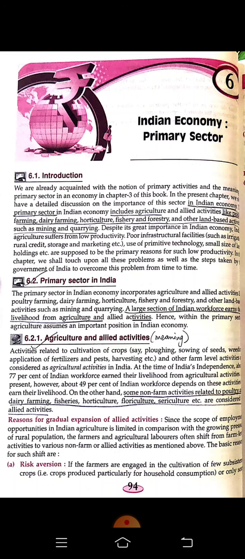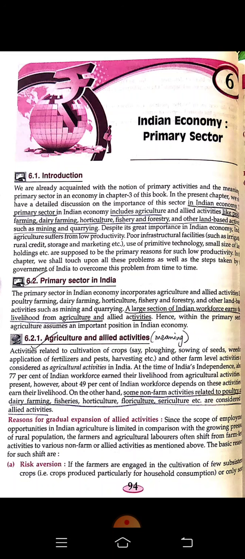Let's begin this chapter. Primary sector in India. A large section of the Indian workforce earns their livelihood from agriculture and allied activities. What is the meaning of agriculture and allied activities? Agricultural activities means cultivating of crops, plowing, sowing of seeds, then pesticides, harvesting, then fertilizers. All these activities come under agricultural activities.